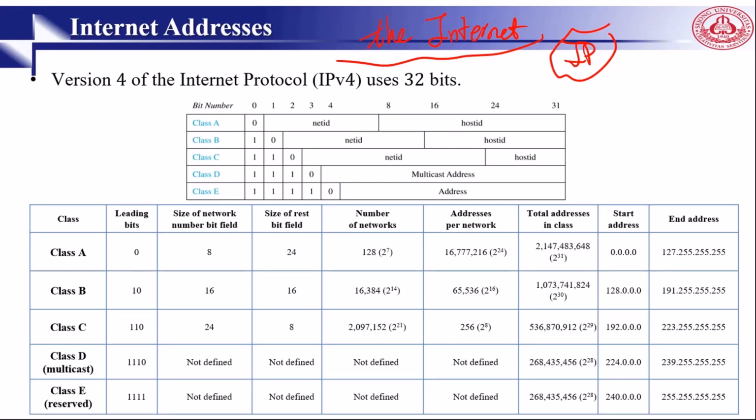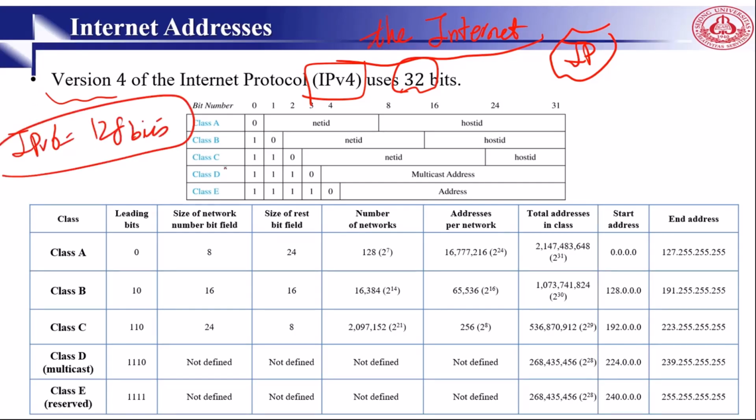We have two types of IP. One is IP version 4, which we call IPv4, which uses 32 bits, and we also have IPv6, which uses 128 bits. So in this example, we consider IPv4. In IPv4, we have 5 classes: class A, class B, class C, class D, and class E.